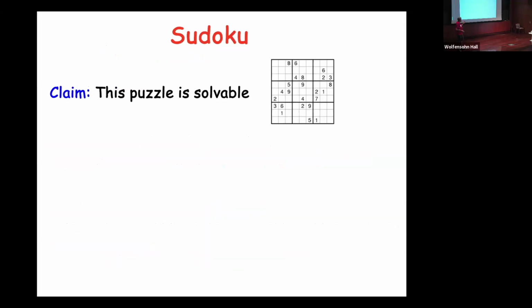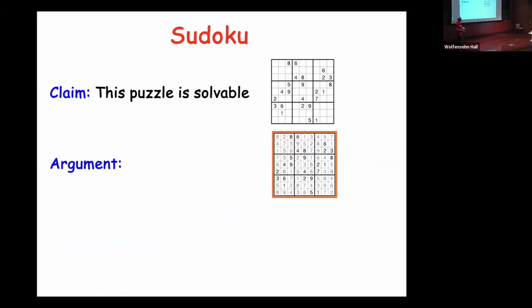Here's another proof system. It's for Sudoku puzzles. The claim is that this Sudoku puzzle is solvable. Of course, not all of them are, even though in the newspaper there are. Not all of them are. And what's an argument for this? Well, a filling of this table using the Sudoku rule.